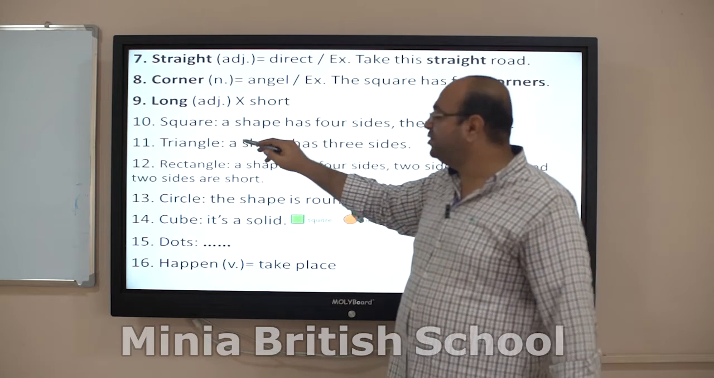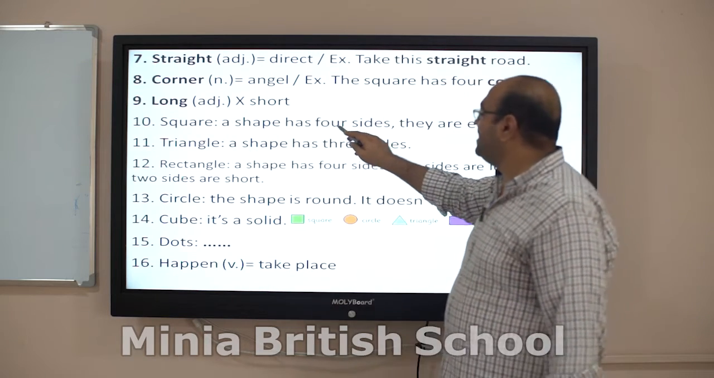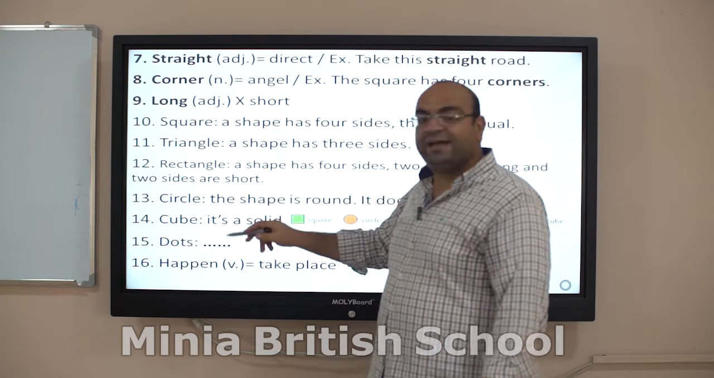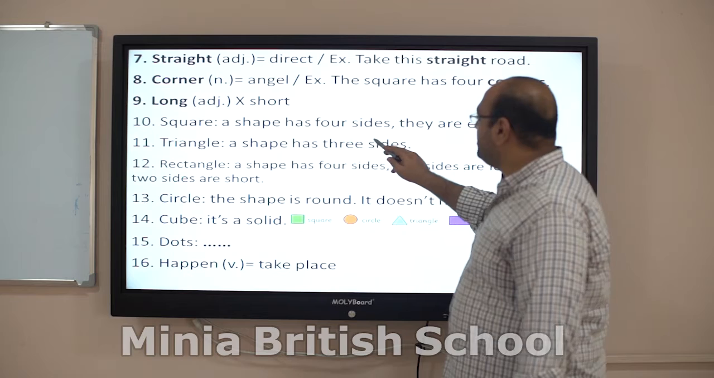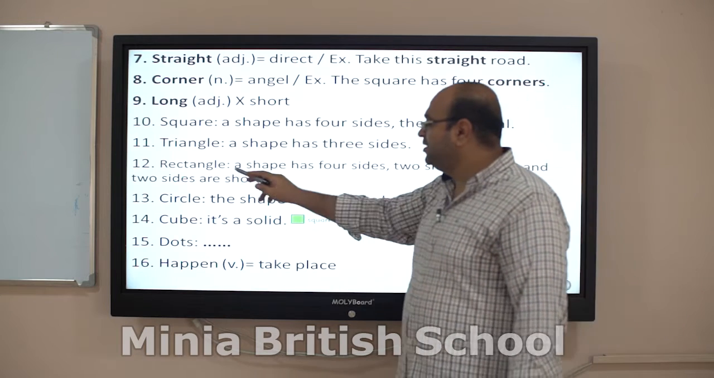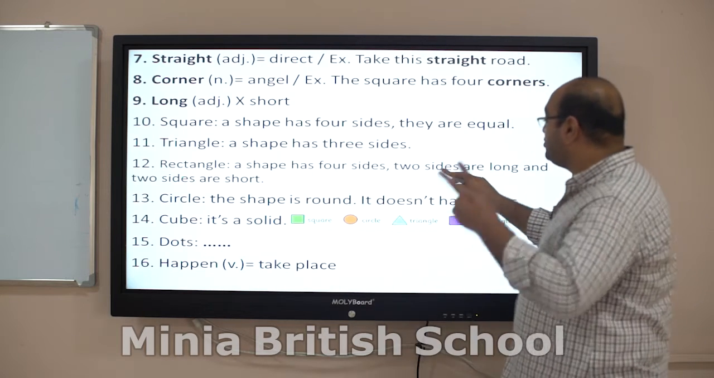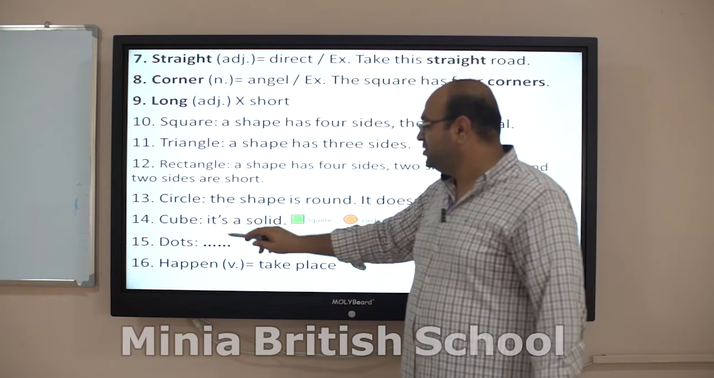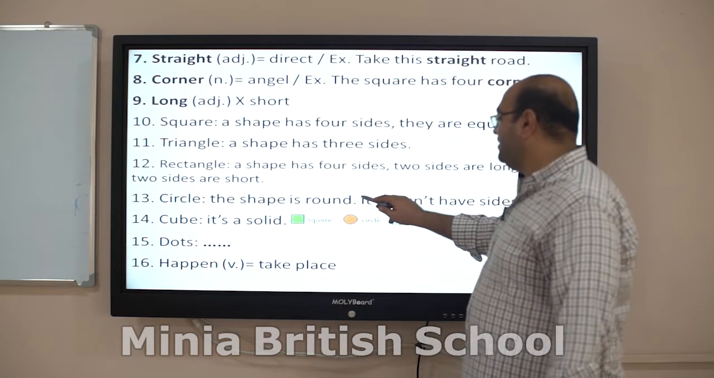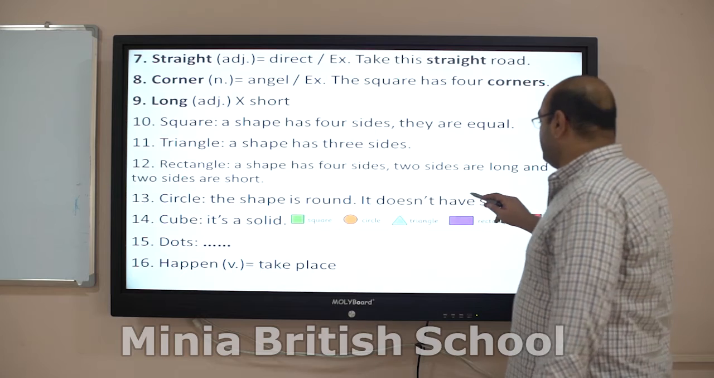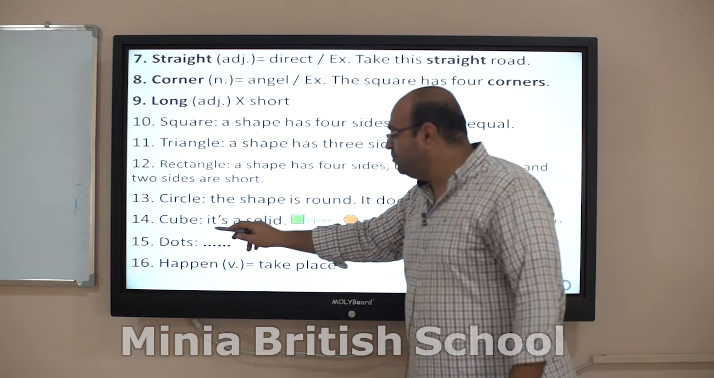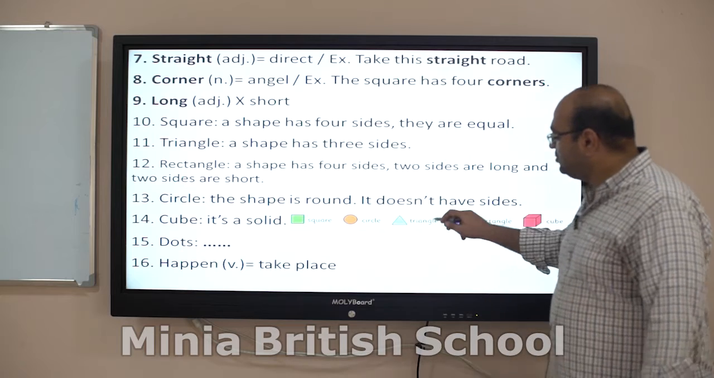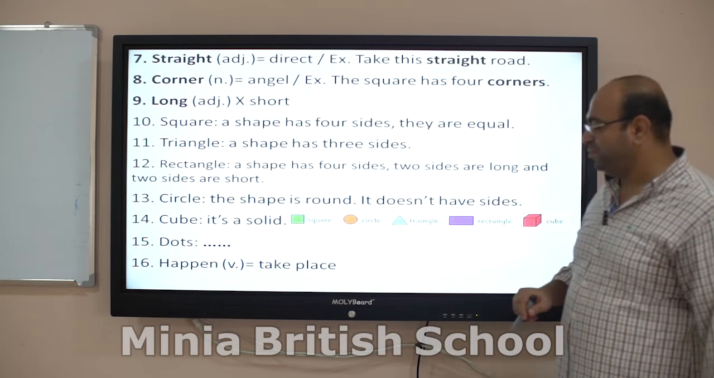Long, short. Square, a shape has 4 sides. They are equal. Triangle, a shape has 3 sides. Rectangle, a shape has 4 sides. 2 sides are long and 2 sides are short. Circle, the shape is round. It doesn't have sides. Cube, it's a solid shape. Square, circle, triangle, rectangle, and cube.